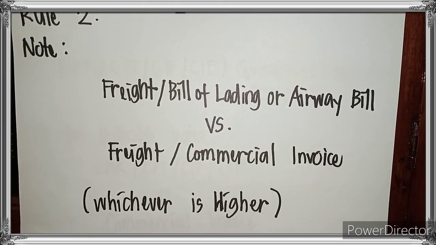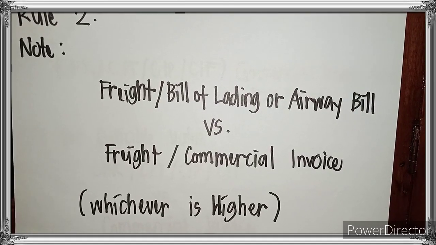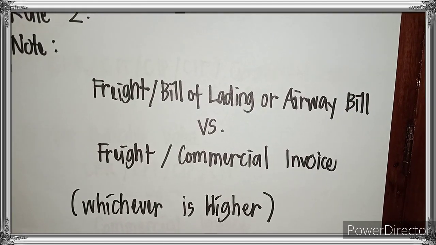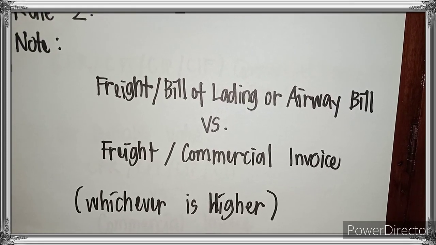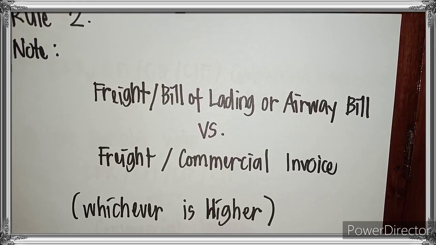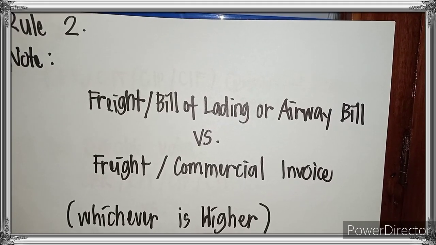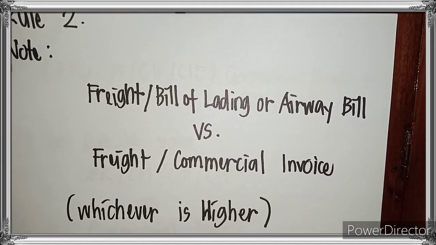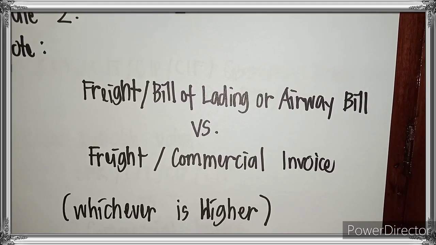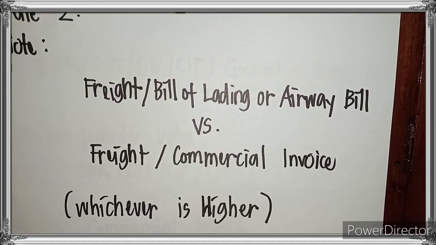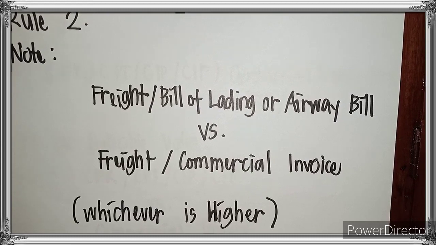Rule number 2 of freight. If there are freight charges indicated both in the bill of lading and the commercial invoice, the dutiable freight shall be whichever is higher between the freight charges in the bill of lading and the invoice. As you can see, here is the formula or the note of Rule 2: freight of the bill of lading or airway bill versus freight of the commercial invoice, whichever is higher.